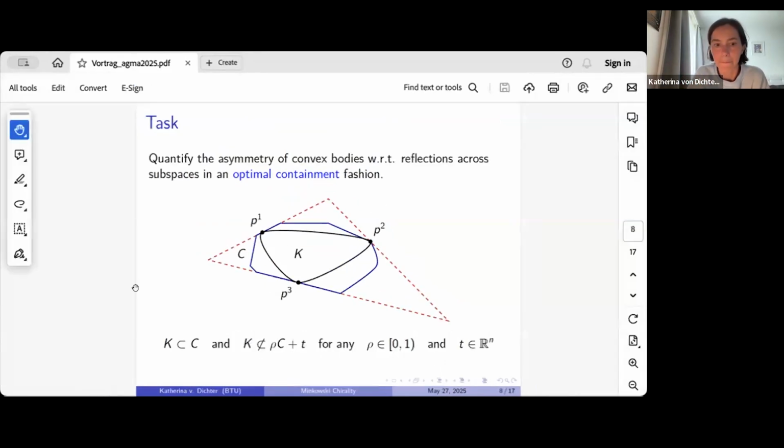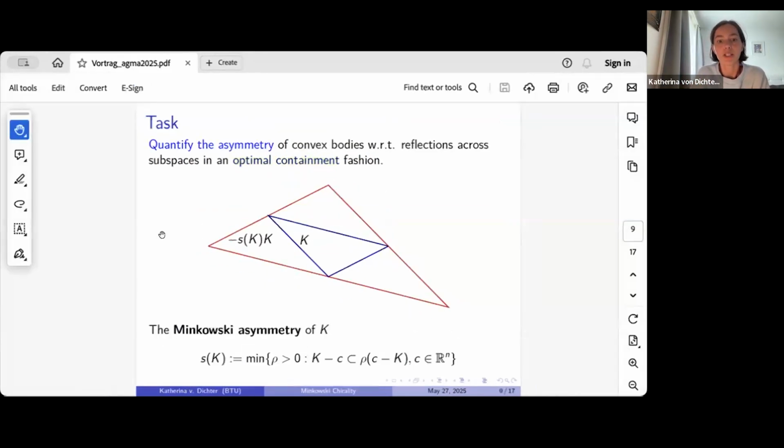Okay, here. So this is the minimum factor ρ such that K is contained in ρ times -K with a suitable shift. And here you have a picture. So if you have this blue triangle K, then it is contained in minus K, the asymmetry times K, which is this big red triangle.